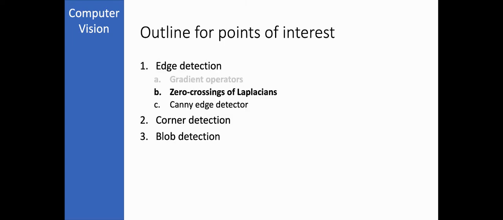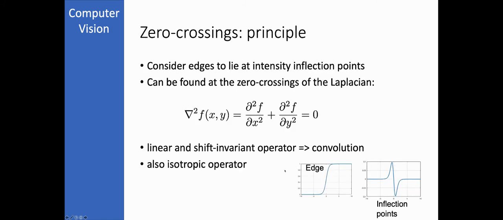Okay, this brings us to the second topic, which is our second approach for edge detection, the zero crossings of the Laplacian. In the first approach, we said that we want to detect the highest gradient areas or highest derivative areas in the edge profile. Here we want to compute the inflection points. So we consider that an edge should be at an inflection point in a profile. And inflection points can be computed as the zero crossings of the second order derivative.